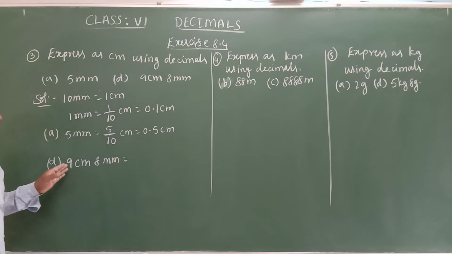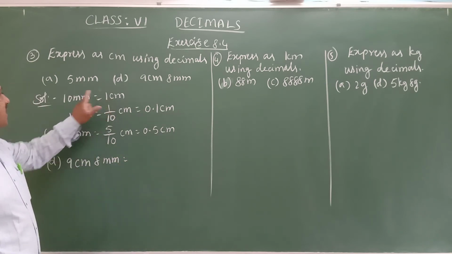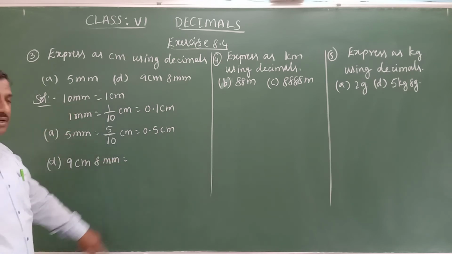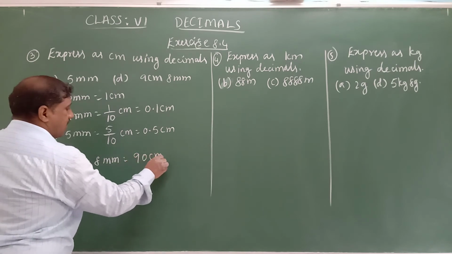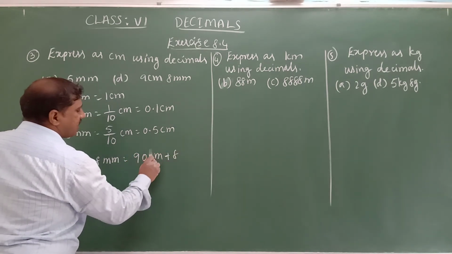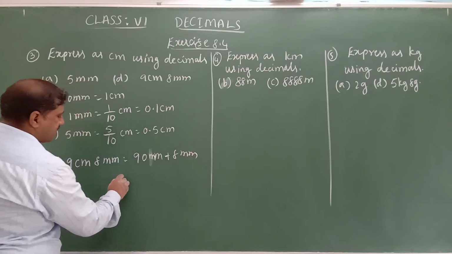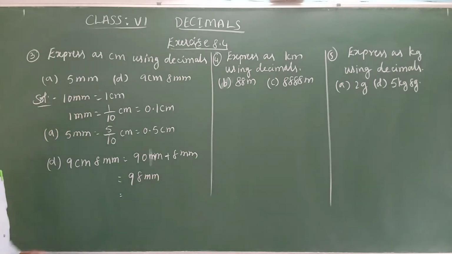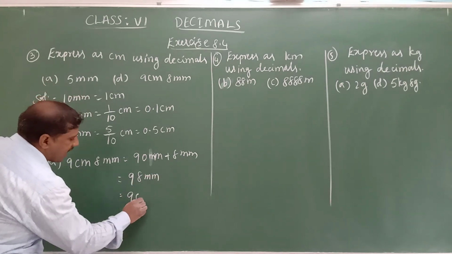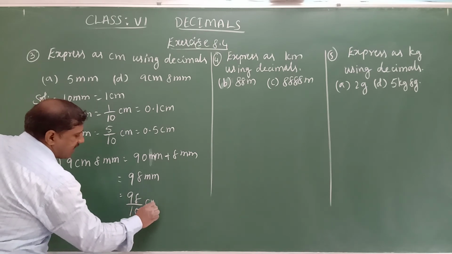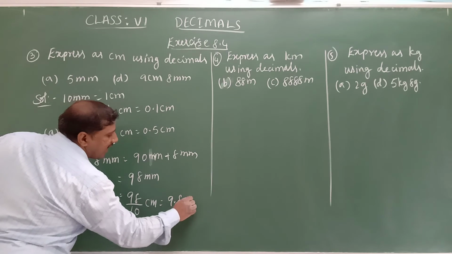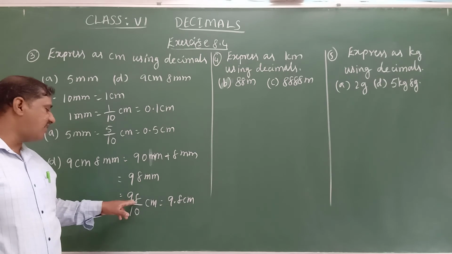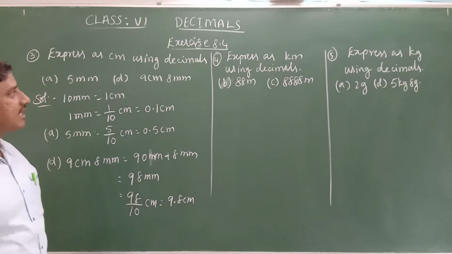Next, the B bit, 9 centimeters 8 millimeters. Convert 9 centimeters into millimeters. 1 centimeter is equal to 10 millimeters. 9 centimeters is equal to 9 into 10, that is 90 millimeters, plus 8 millimeters, that is 98 millimeters. So when we convert this into centimeters, we get 98 by 10 centimeters, that is equal to 9.8 centimeters. Keep the decimal point after one digit from the right side. Therefore, between 9 and 8, that is 9.8 centimeters.